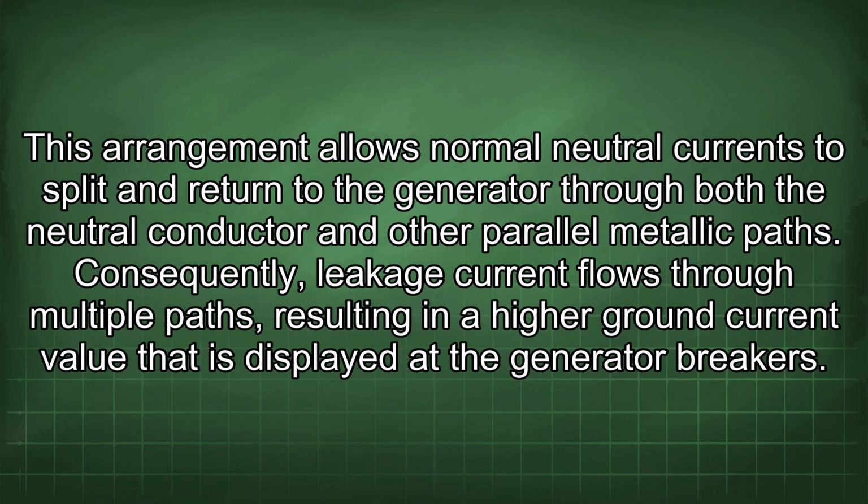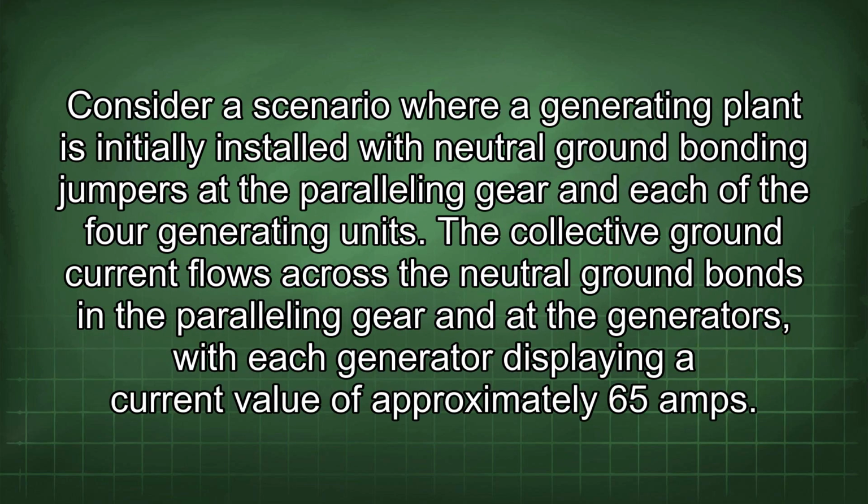This arrangement allows normal neutral currents to split and return to the generator through both the neutral conductor and other parallel metallic paths. Consequently, leakage current flows through multiple paths, resulting in a high ground current value that is displayed at the generator breakers. Consider a scenario where a generating plant is initially installed with neutral ground bonding jumpers at the paralleling gear and each of the 4 generating units.